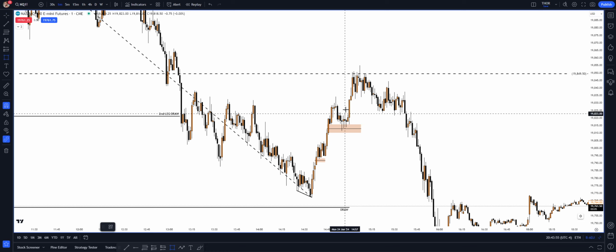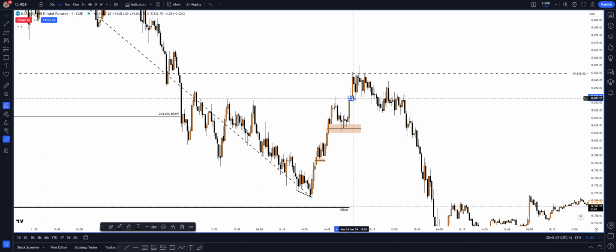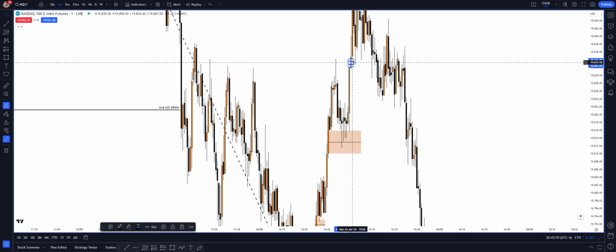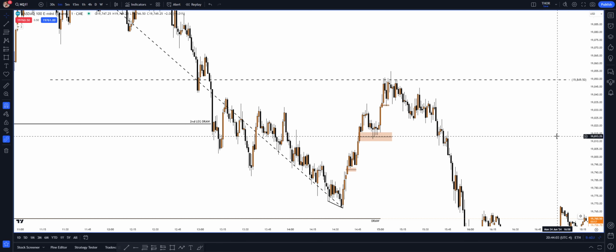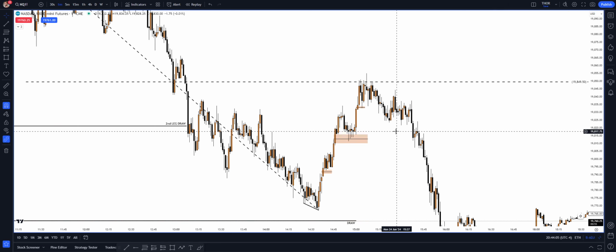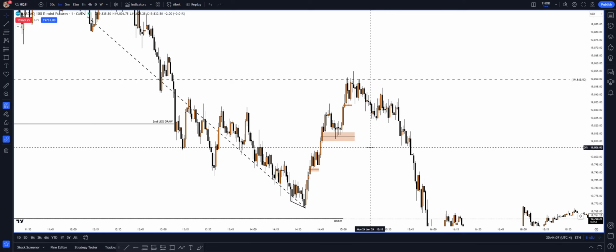All these fair value gaps are valid fair value gaps. There's no such thing as an invalid fair value gap. There's such a thing as a premium fair value gap and a discount fair value gap. And if you're long, a premium fair value gap is an invalid fair value gap for me.